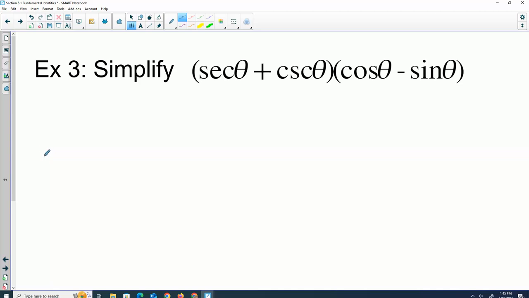Secant theta plus cosecant theta times cosine theta minus sine theta.